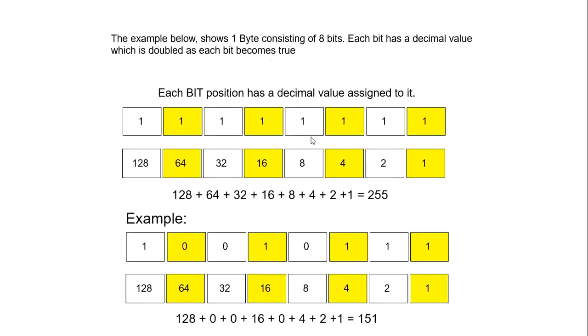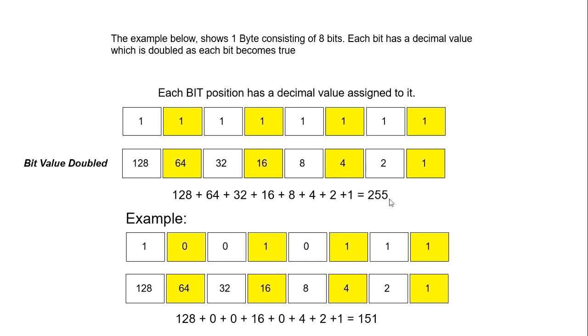bits. Just to show an example, here we are showing 1 byte, in other words 8 bits. Now if all those bits are 1, each bit has a decimal value. The first bit is 1, the second bit is 2, the third bit is 4, 8, 16, 32, 64, 128. What you can see here is a pattern. Each bit doubles in value. 1, 2, 4, 8, 16, 32, 64, 128. If you total that, it comes to 255.